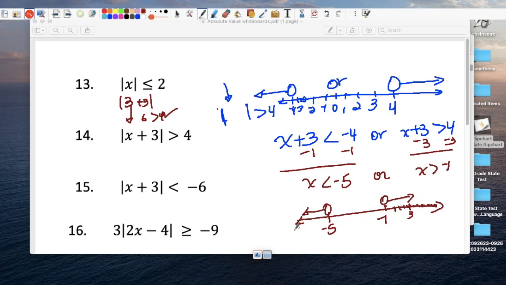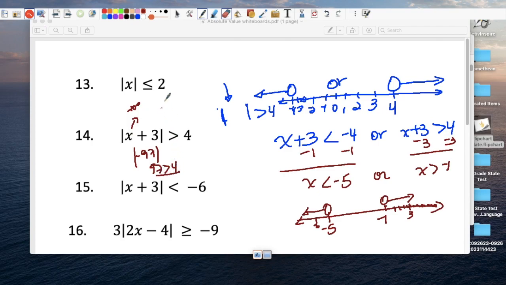So let's look at the left side. Let's pick -6, -7, -8. I don't know. Let's pick -100. Let's see if that works. Well, if you pick x to be -100, -100 plus 3 is going to be -97, right? And then you're going to take the absolute value of that. The absolute value of -97 is 97. Is that greater than 4?